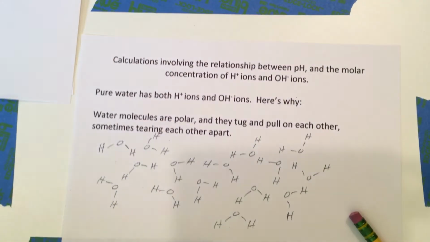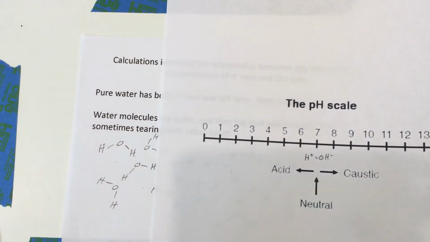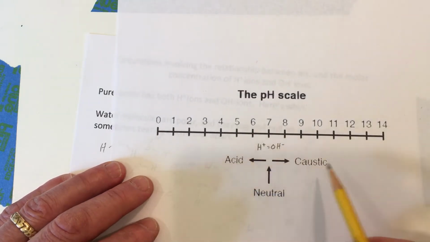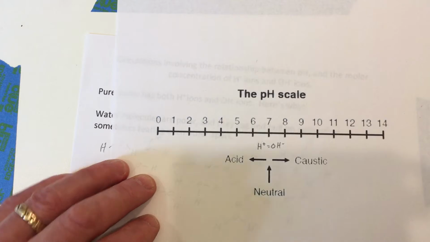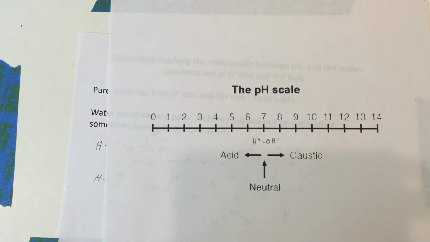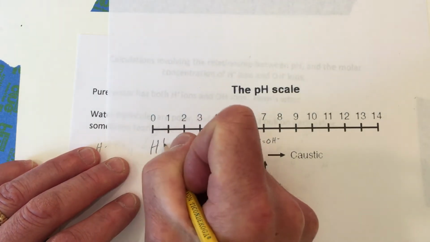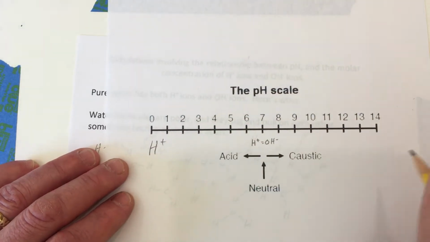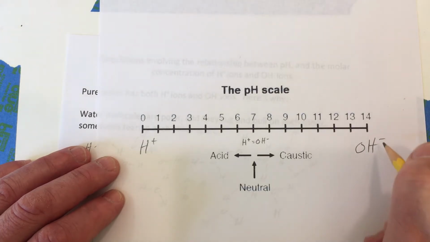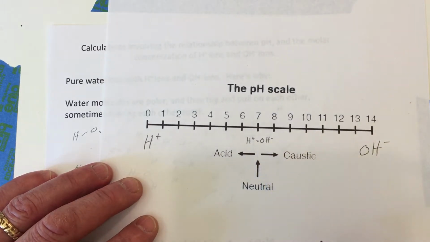So I'll show you a couple other scales that I found on the internet. Here's one right here. It shows the pH scale, and it says acidic this way and caustic this way. So caustic is another name for base. And neutral, of course, is right in the middle. If you have an acidic solution, you have a lot of H plus. If you have a caustic or basic solution, you have a lot of OH minus. If you're neutral, you have equal amounts of H plus and OH minus.